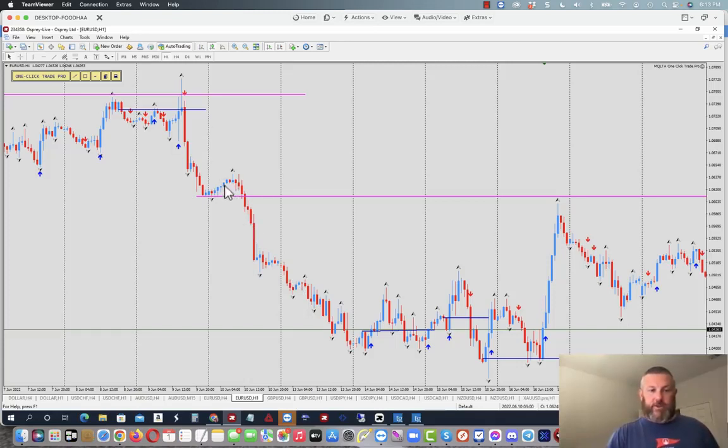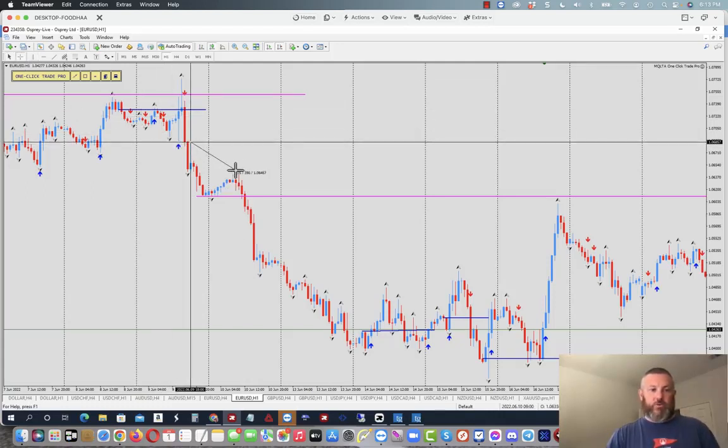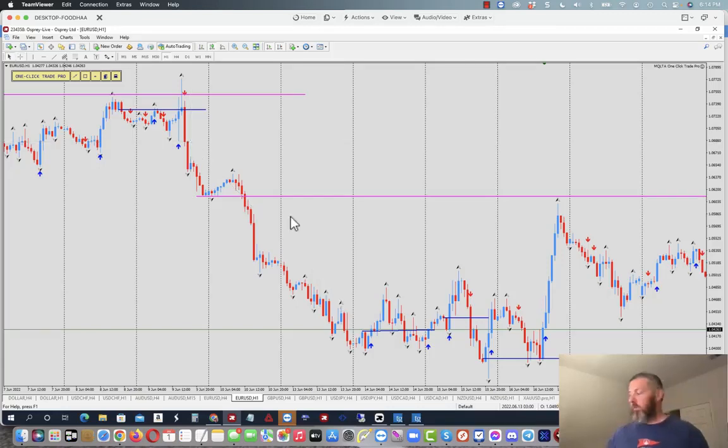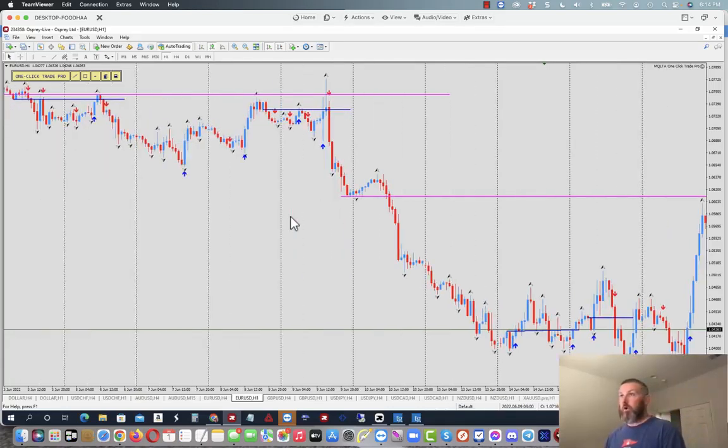If you're using the exit manager, say we get in here. The exit manager would have moved the stop to here, then to here, then to here, then to here, and that's where it would have got stopped out, right on that low. 230 pips, by using the indicator to get in and using the exit manager to manage the whole thing for you. Pretty powerful stuff. Powerful combination.